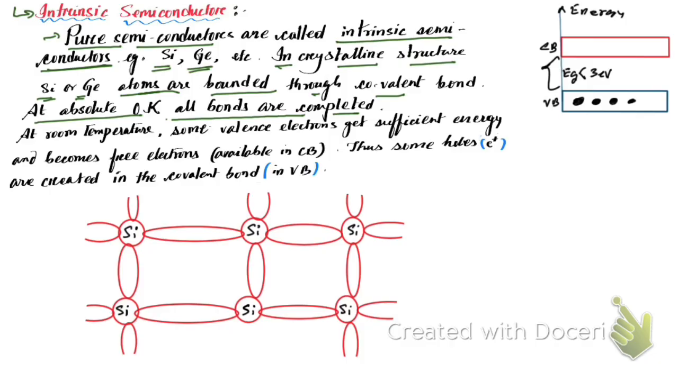Let me explain with the help of this diagram. Here you see these are the silicon atoms bound by covalent bonds. Each silicon atom has 4 electrons in its valence shell. These 4 electrons will be shared with 4 other silicon atoms.